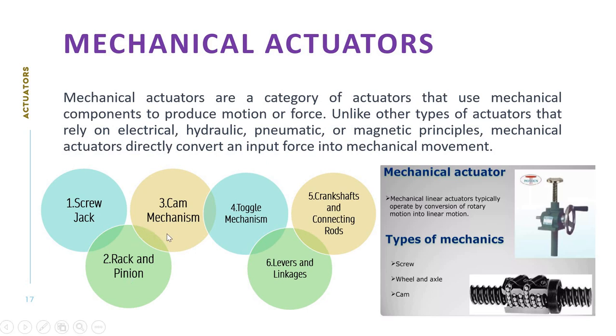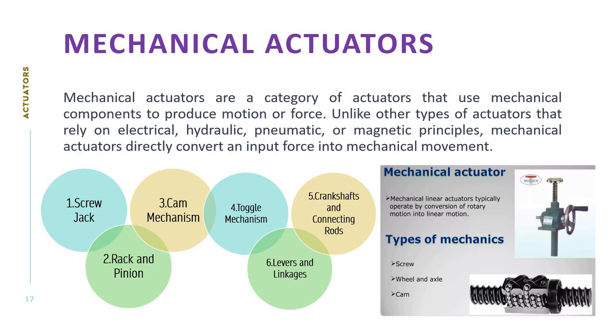And cam mechanism, rotating a shape with an uneven surface, turning it, pushing it or pulling it, a part connected to it moves in a specific pattern. And toggle, picture two bars connected by a hinge. When you move one bar, the other moves too. So in such ways, we use the pulling and pushing effect. That is what is called a toggle mechanism.